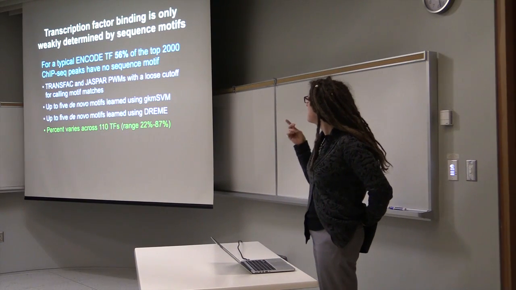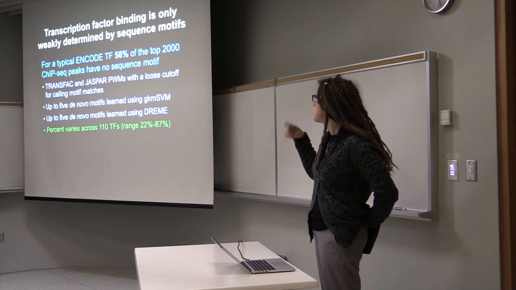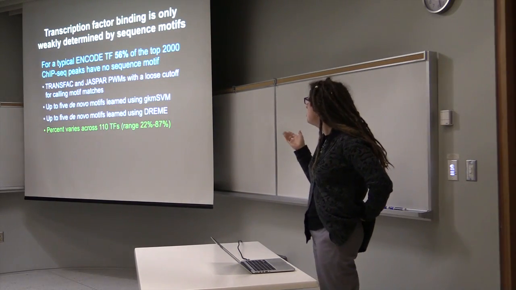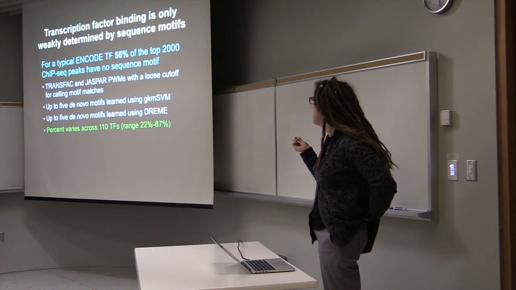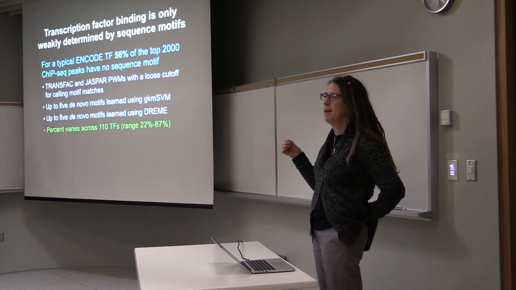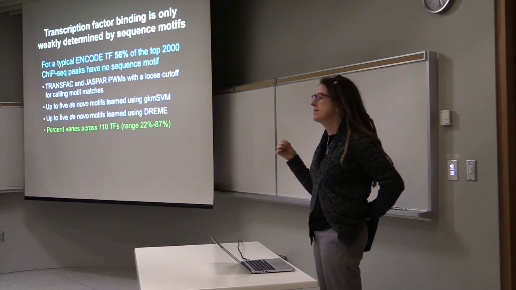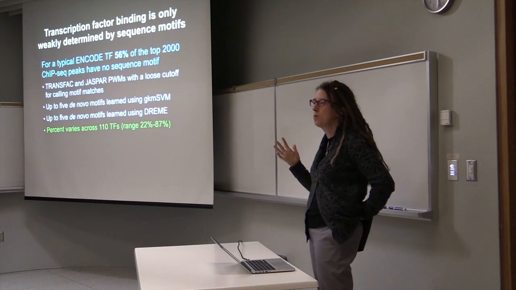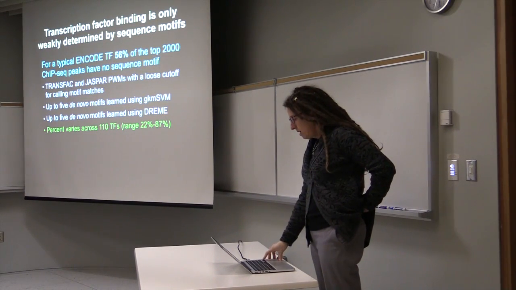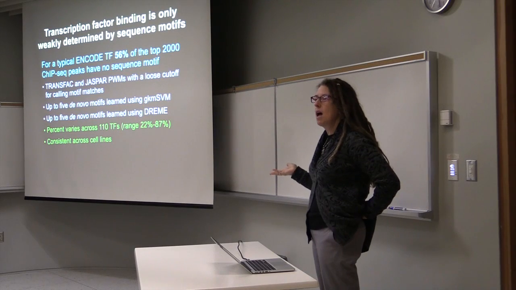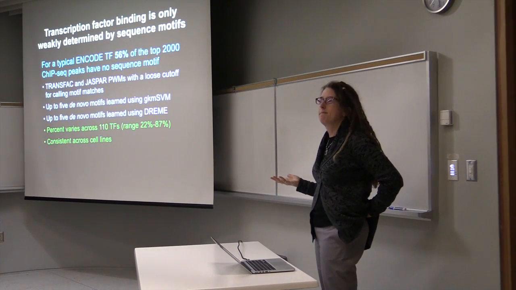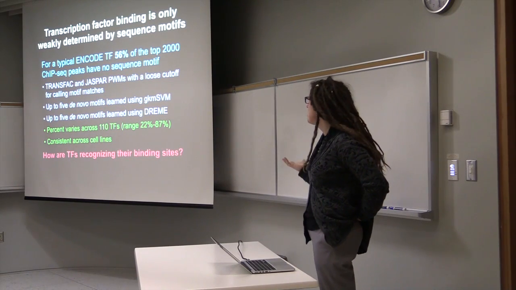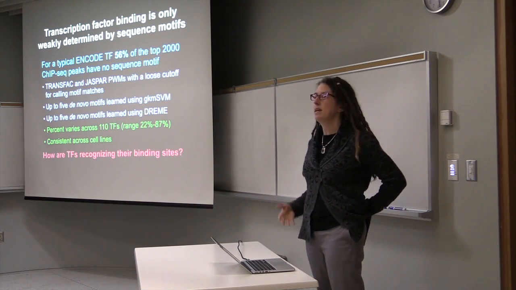I should point out that percent is an average across 110 transcription factors. It varies. Some transcription factors do have a lot of sequence motifs. On the low end, only 22% of the top 2,000 peaks lacked a sequence motif. On the high end, it was almost all of them. Nearly 90% had no sequence motif. And we did this across different cell lines and saw that it was fairly consistent. So this begs the question, how are transcription factors recognizing their binding sites?